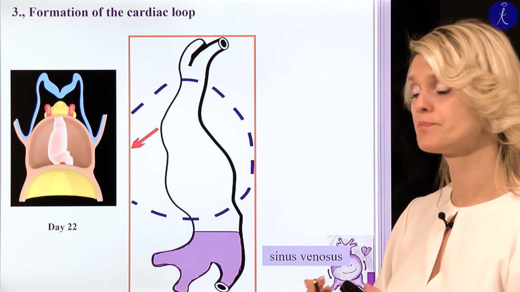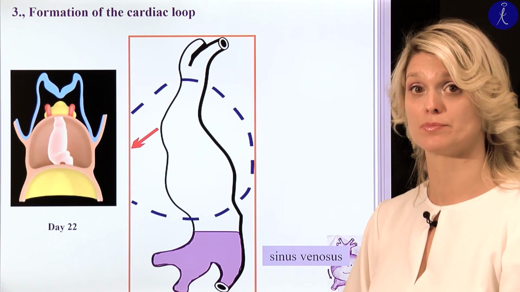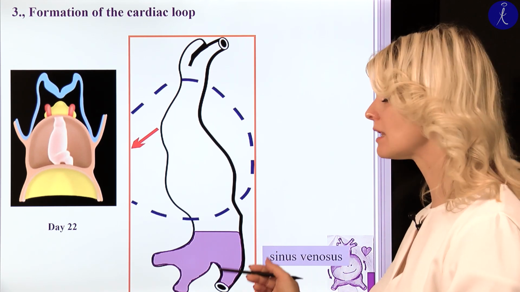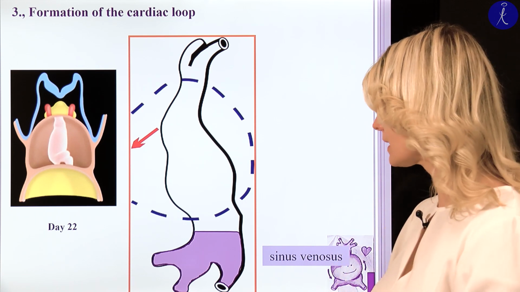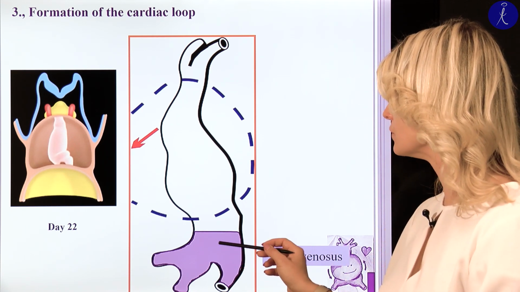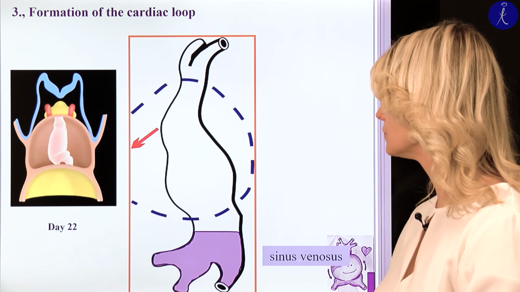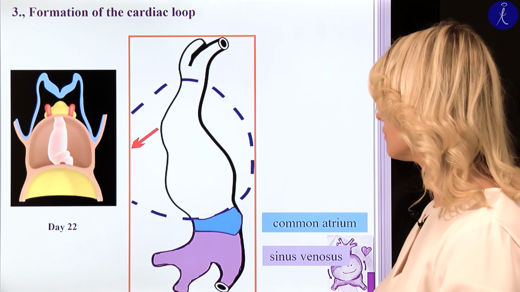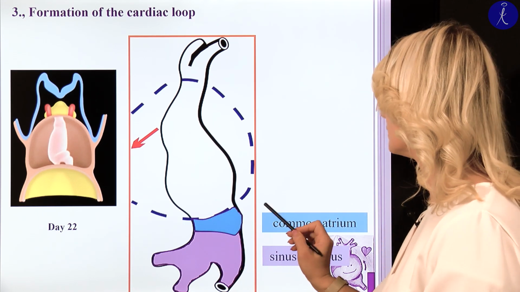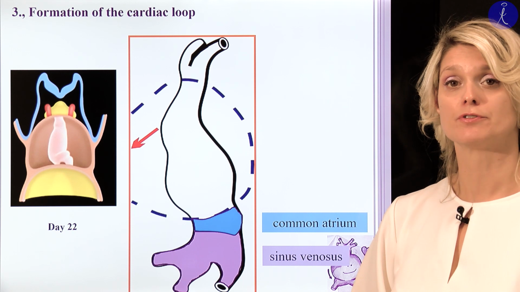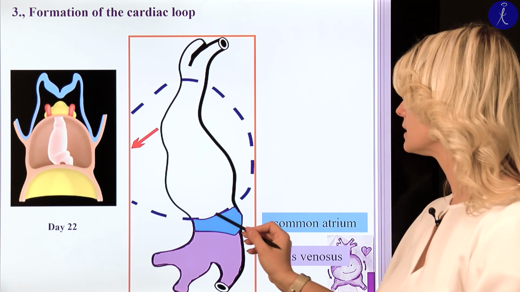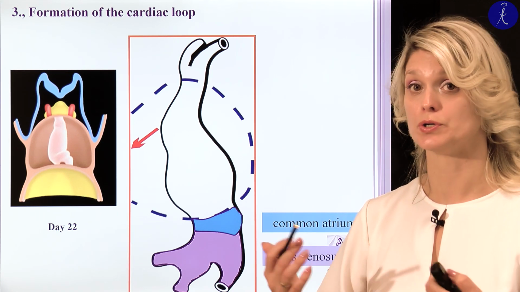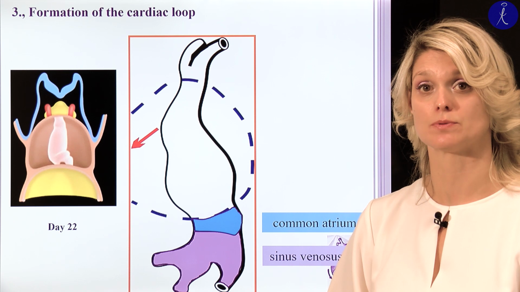Here will drain the main veins of the embryo, which I will tell you: the umbilical vein, the vitelline vein, and the cardiac veins, which will drain to the sinus horns and to the heart tube. After that, the next part will be the common atrium. From the common atrium will develop the auricles of the heart. I hope you remember, we saw it in the anatomy practice.